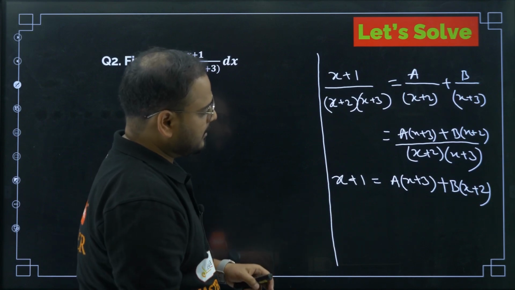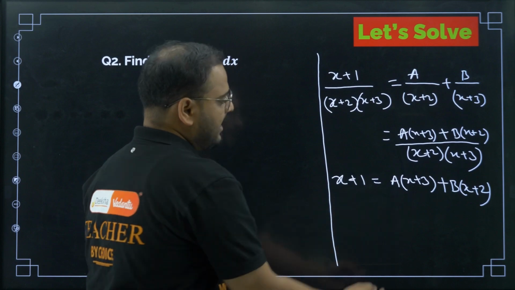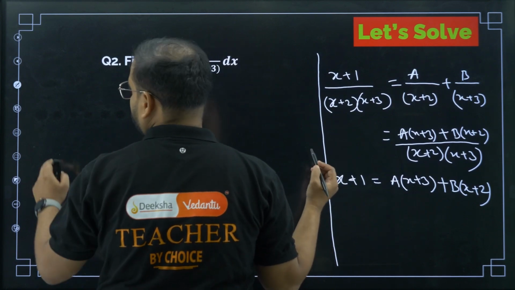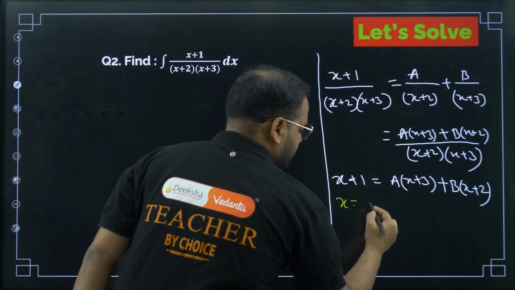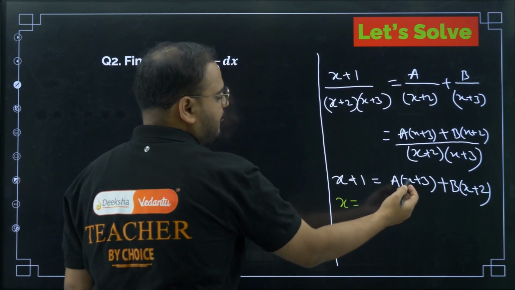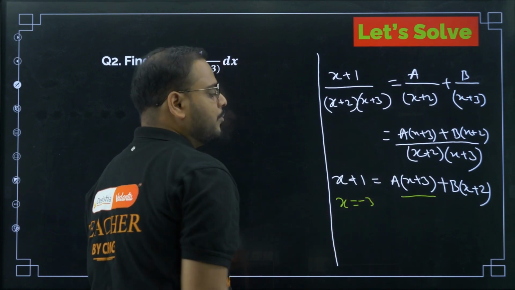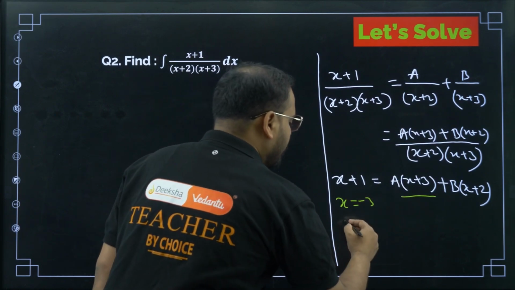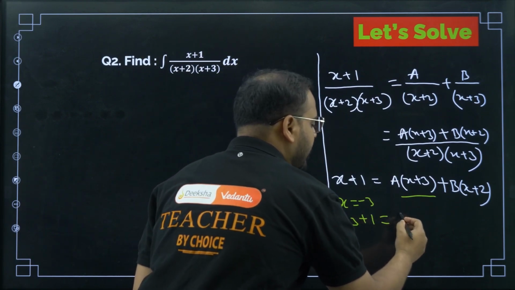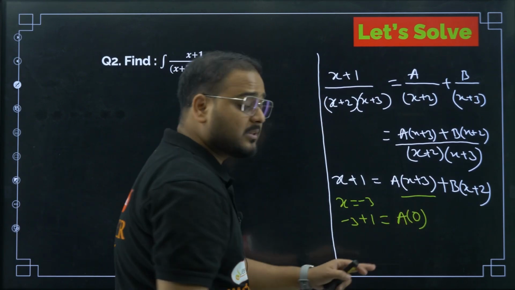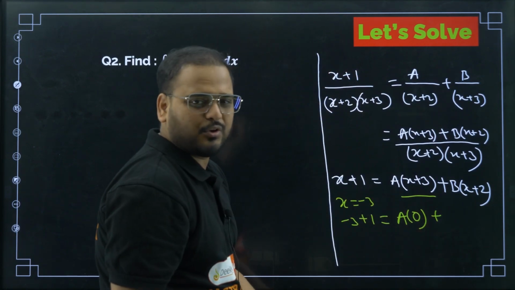Now, in this case, I can put x equals, first, minus 3. Put minus 3, what are you going to get? This will be 0, because minus 3 plus 3 will be 0. So I get minus 3 on both sides, minus 3 plus 1 equals a times of 0. I'm doing the substitution only for this time. Next time onwards, I'll take directly. So linear equations, I think you can understand that.